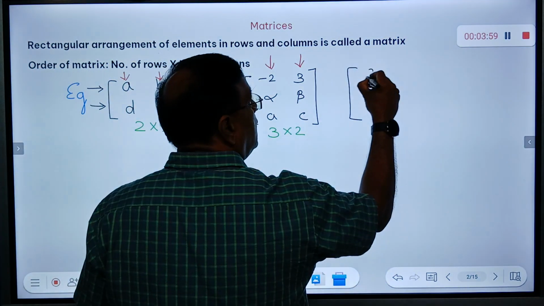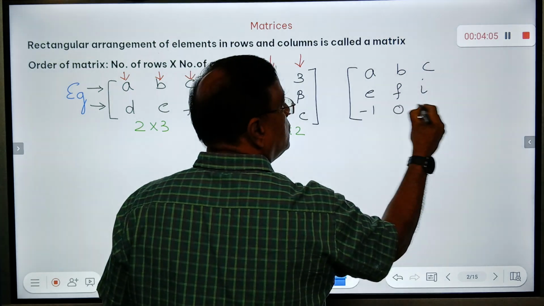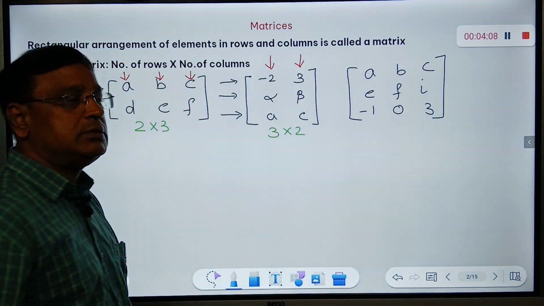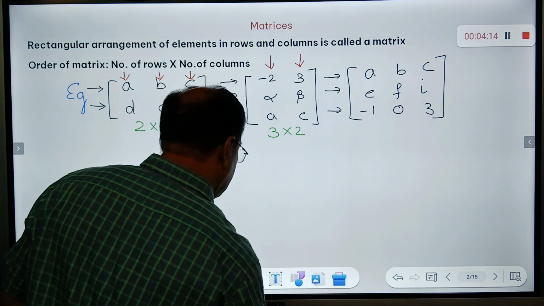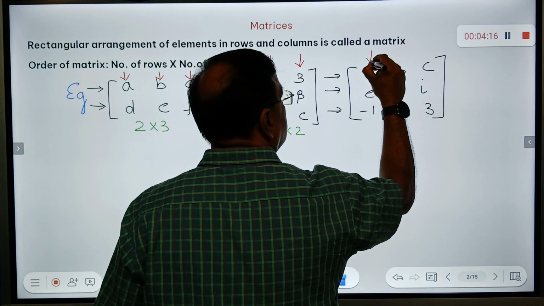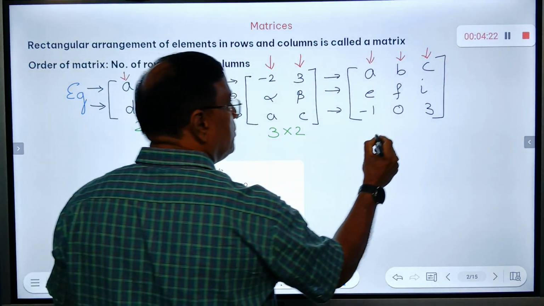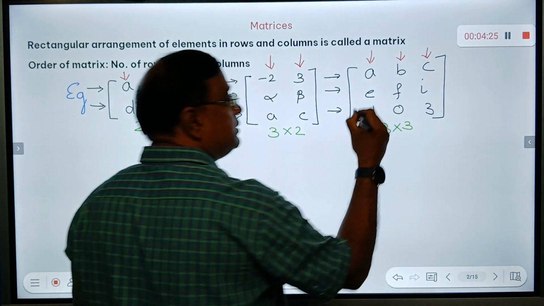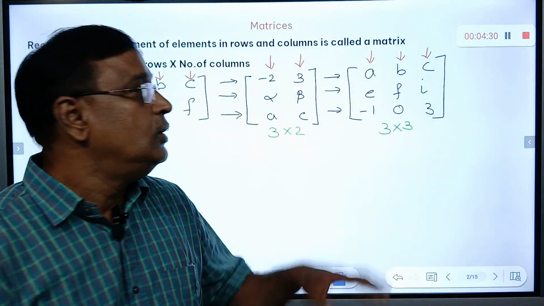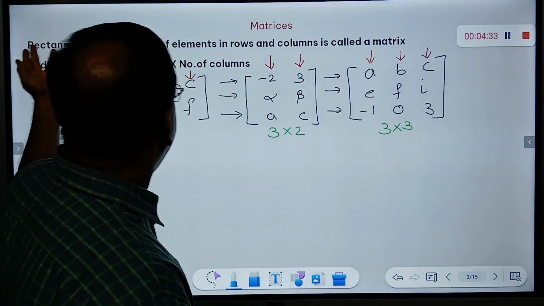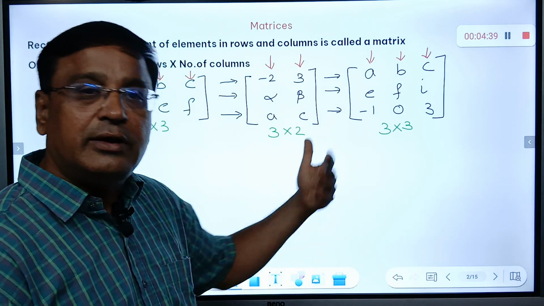Look at this. This is A, B, C, E, F, I, -1, 0, 3. All these are elements. Now, horizontal entries are called rows and vertical entries are called columns. So, how many rows and how many columns are there? It has 3 rows and 3 columns. Therefore, the order of this matrix is 3 by 3. You know, every square is a rectangle, but all rectangles are not squares. So even though it is in square form, I will say rectangular arrangement of elements in rows and columns, because a square can also be treated as a rectangle.